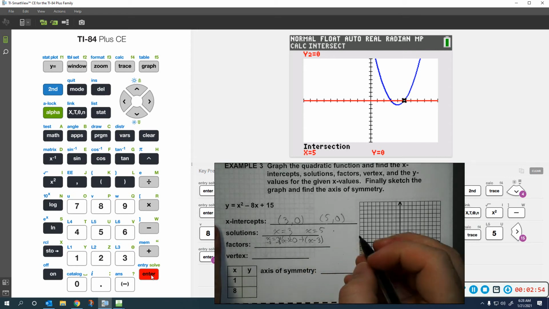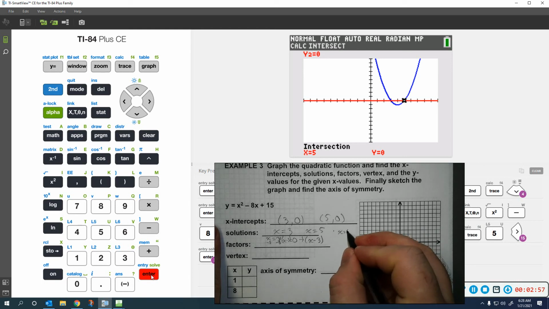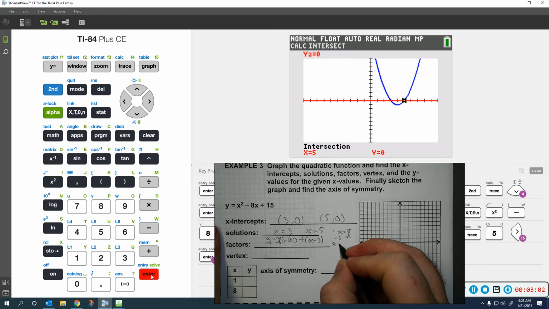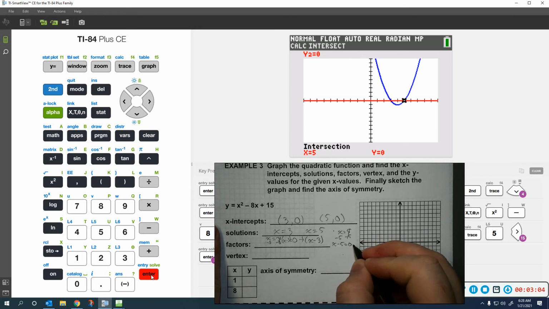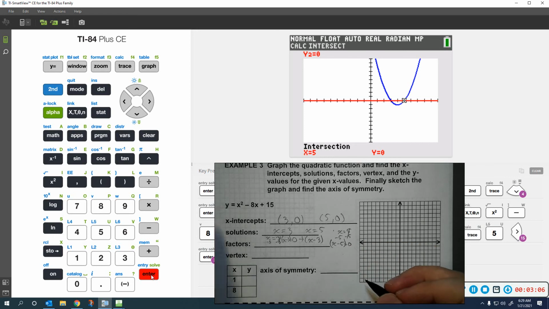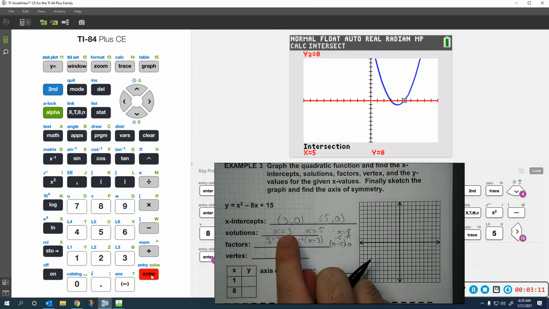We're going to do the same thing for 5. So we've got x equals 5. We need to subtract 5 to get that side equal to 0. We end up getting x minus 5 equals 0. So my other factor is x minus 5. So if you're going to remember that x lies and your solution was positive, it goes negative. But this strategy is going to be really helpful if you have fraction solutions. Alright? Now, your vertex. How do we find the vertex?